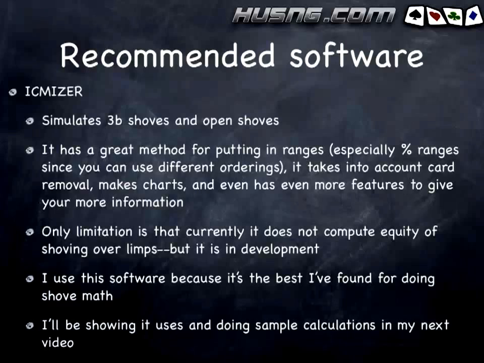It's in development. I guess the idea behind ICMizer was to always have a better reference point. So when you're 3-bet shoving, you're comparing to folding. When you're limping, there's really not much to compare it to, and so I guess that led to some confusion. But right now it is in development to add in being able to compute the equity of shoving over limps, so that should be a feature that's going to be there soon.